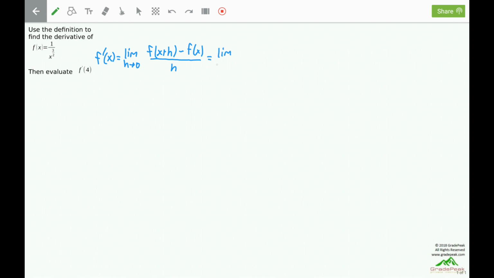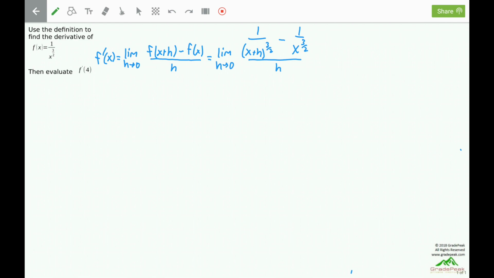The next thing to do is to formulate f of x plus h. That means to take f of x, 1 over x to the 3 halves, and replace every x with an x plus h in parentheses. 1 over x plus h to the 3 halves. We're going to subtract from this the f of x, 1 over x to the 3 halves, and put it over h.